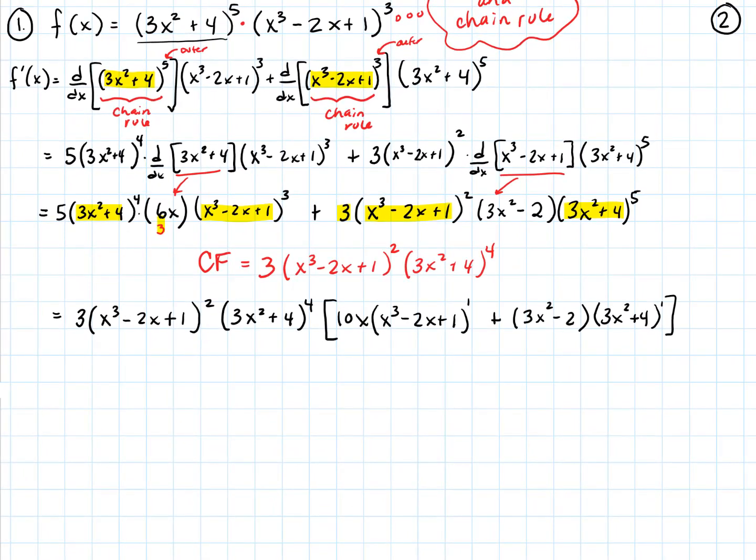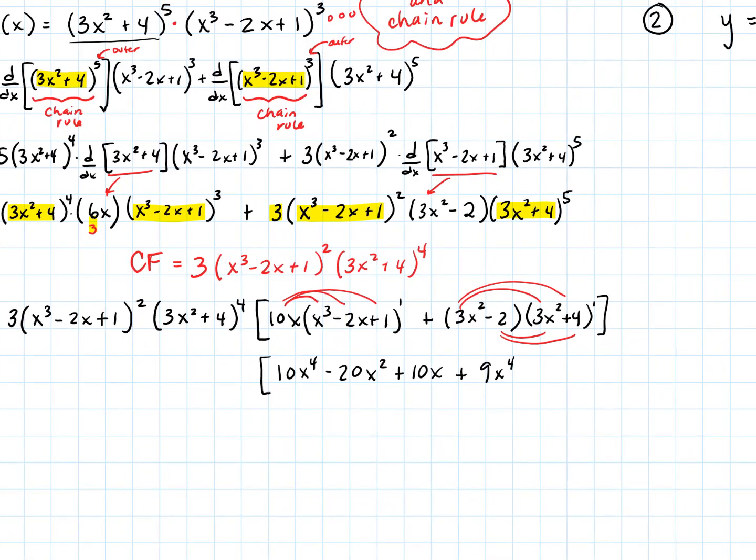Okay. All right, and then of course we would want to continue to simplify, distribute now, and see where we end up here. So this becomes 10x to the 4th minus 20x squared plus 10x plus 9x to the 4th plus 12x squared minus 6x squared minus 8.